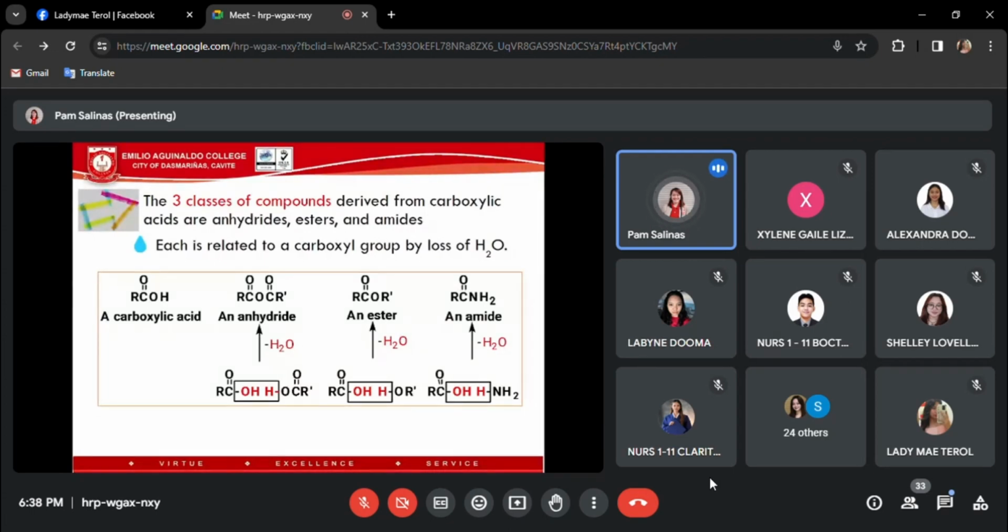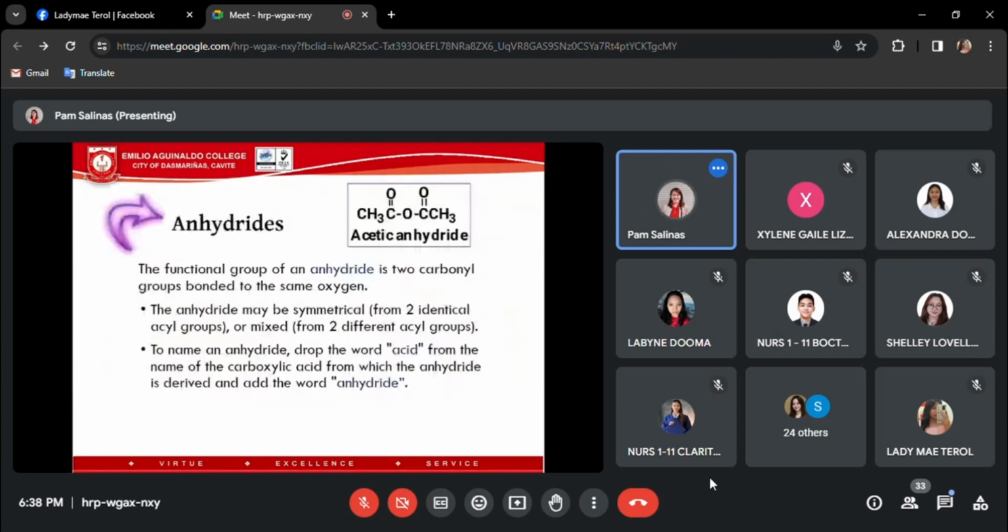How can we classify these into different classes of compounds? So we have anhydride, ester, and amide. What do we mean by anhydride? The functional group of an anhydride is two carbonyl groups bonded to the same oxygen. Can you see the two carbonyl groups? There, double bond O, double bond O. Can you see the two double bonds?